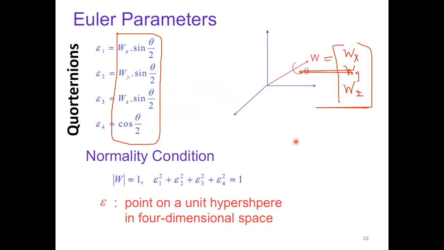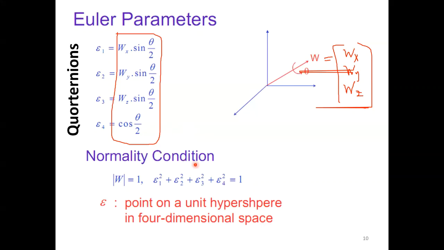Now, if you find out Wx, Wy, Wz, you know the axis of rotation. And then if you know theta, that is the angle of rotation. So you can easily represent your orientation using Euler parameters.